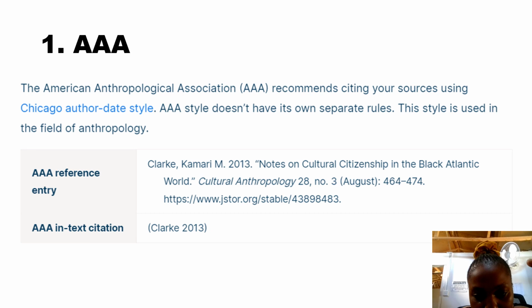So sometimes there can be the DOI number, which is the digital object identifier, or the website where it can be found. Then in-text citation, while you are writing, when you have an idea about that person, you just say bracket Clark 2013. So this is for the AAA.